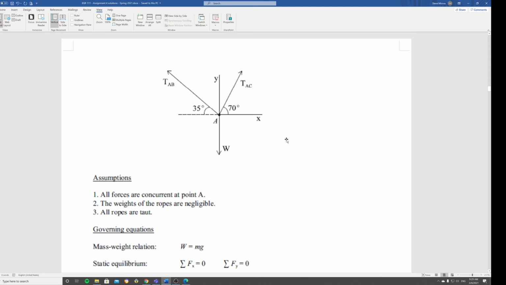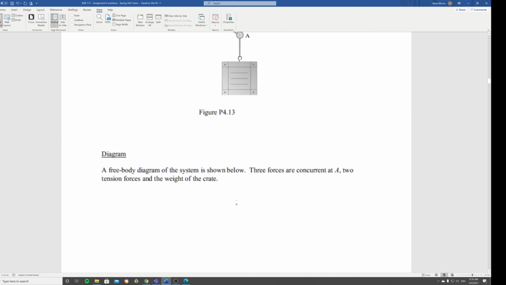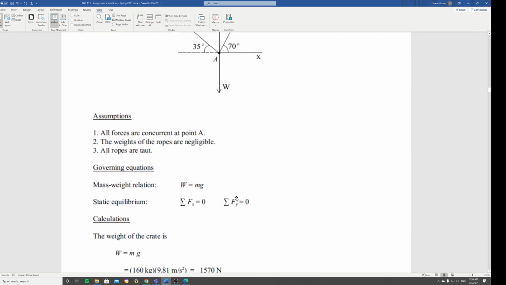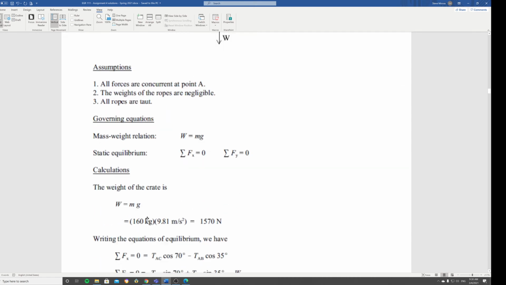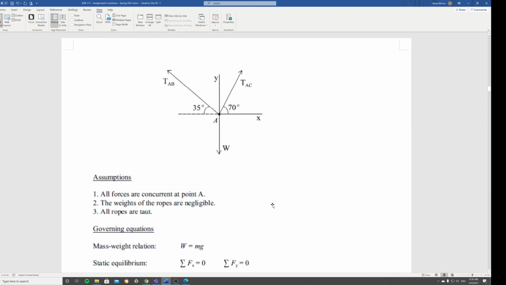So in this case, you're starting off with three forces. And W, we can solve for that very easily because we're given the mass of the crate, which is 160 kilograms. So if we multiply that times 9.81, we can actually come up with the weight in newtons. If we do that, the weight of the crate is just 1570 newtons.